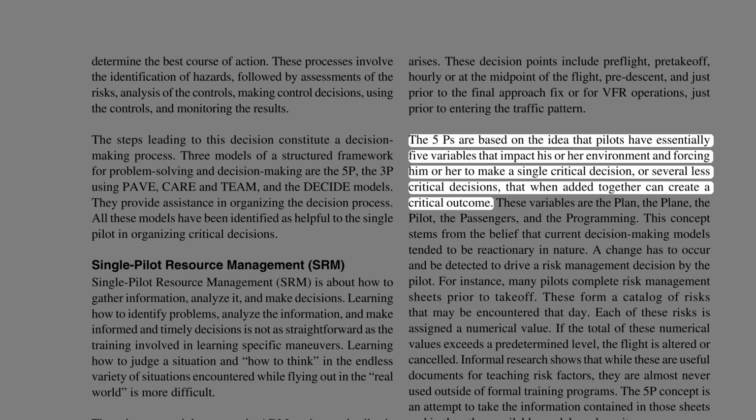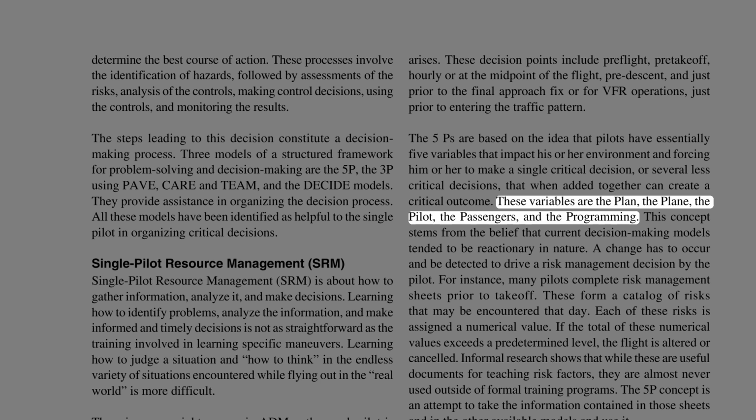The 5 Ps are based on the idea that pilots have essentially 5 variables that impact his or her environment, and force him or her to make a single critical decision or several less critical decisions that, when added together, can create a critical outcome. These variables are the plan, the plane, the pilot, the passengers, and the programming.